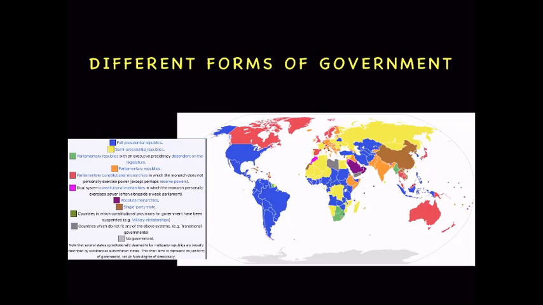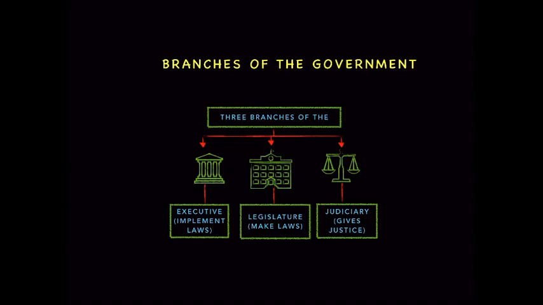The main branches of the government are, there are three branches: executive, which implements laws; legislature, which makes laws; judiciary, which gives justice. The function, powers and limitations of each branch and the relationship with each other is decided by the Constitution. What is the Constitution? Constitution is the law of the land. It is the supreme law of the land.